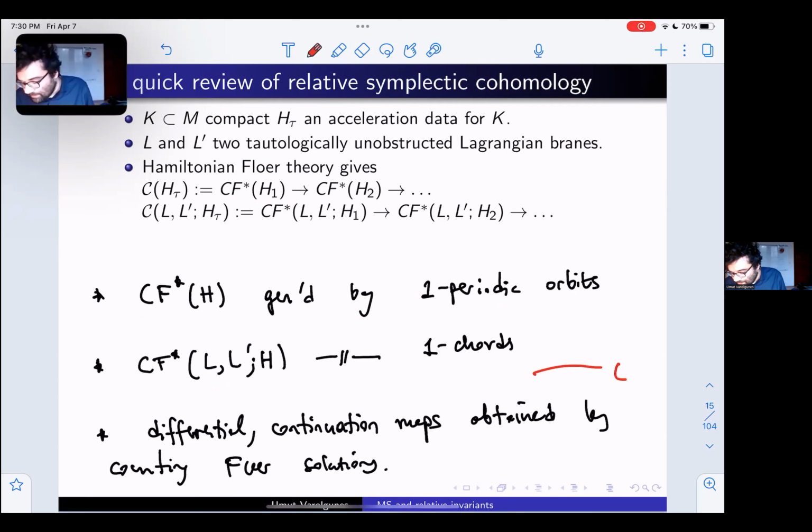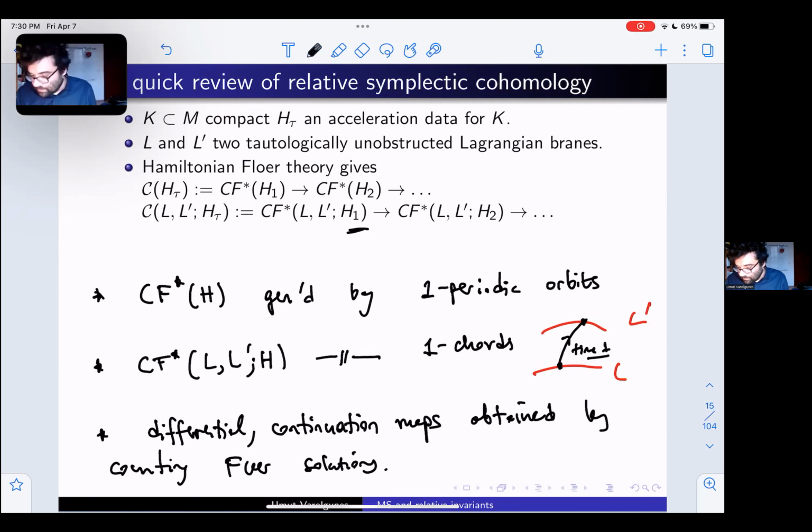So I have this Lagrangian here, the other Lagrangian here, and I just look at all the one chords, which means you start at this L, follow the flow of H, and then you end up at this other Lagrangian for time one. Okay, so it's a fixed time. So you could take Hamiltonians to be time independent here.